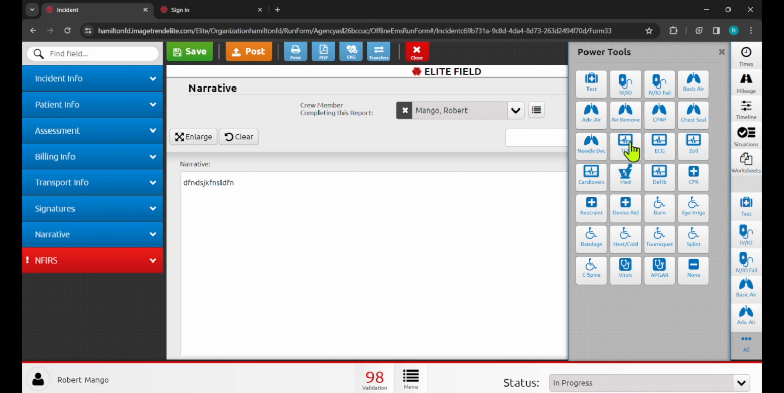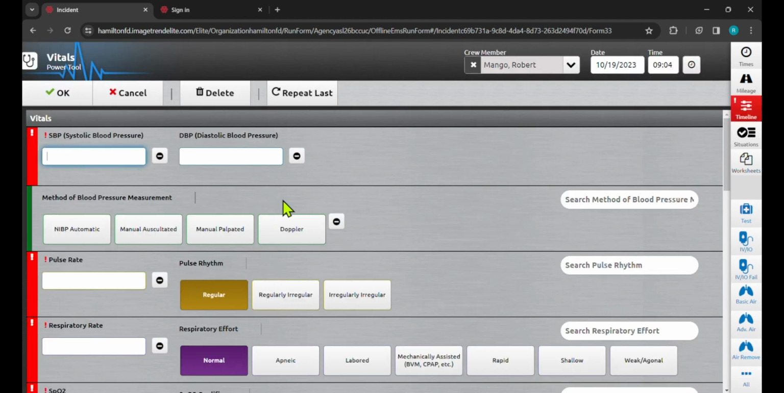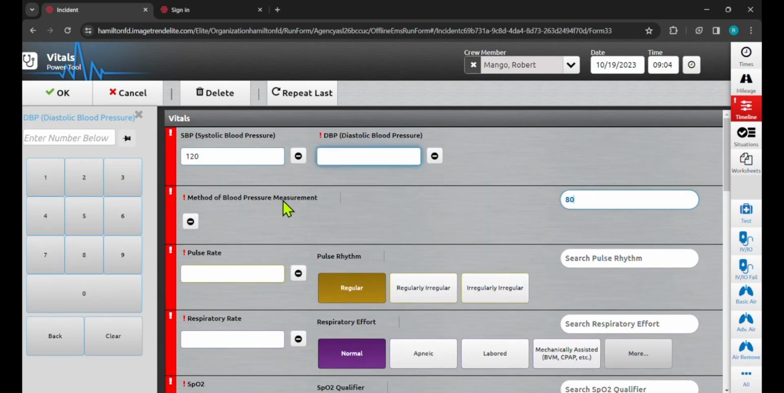Okay, so now I'm going to show you how to import vitals here in a moment. But if we need to add our manual set that we did, or for whatever reason, maybe the engine company was there first and they got you a set of vitals, we can put the information in.